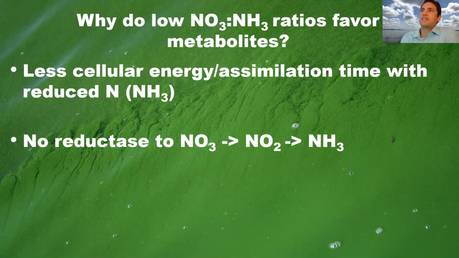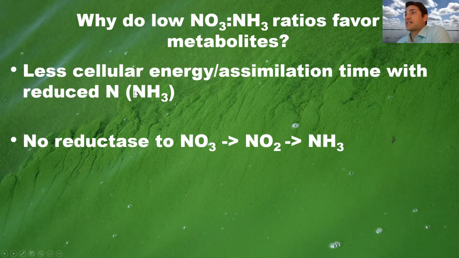Well, one reason could be that it takes less cellular energy or assimilation time to use these reduced nitrogen forms. They can be taken up passively by the cyanobacteria. But nitrate has to go through a few different steps. So you have to have nitrate, then nitrite, and then ammonia. And all these are active. It takes energy. It takes effort to bring this in.